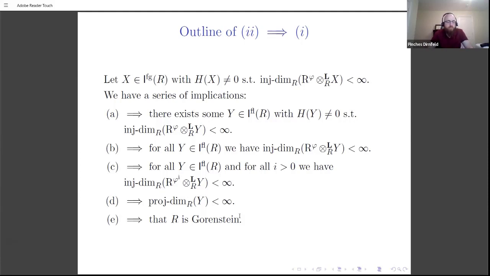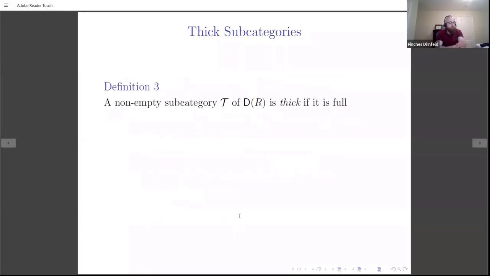So now I want to focus on how I go from A to B. I need to set up some notation and introduce some concepts. The notion we need is the notion of a thick subcategory.